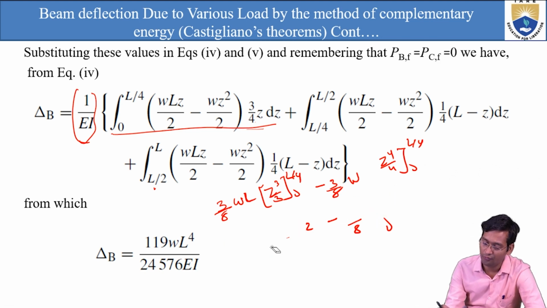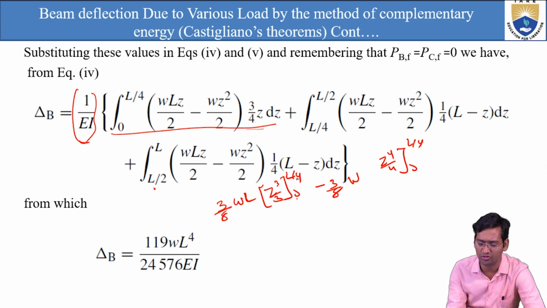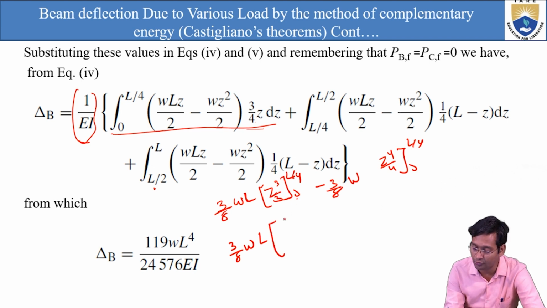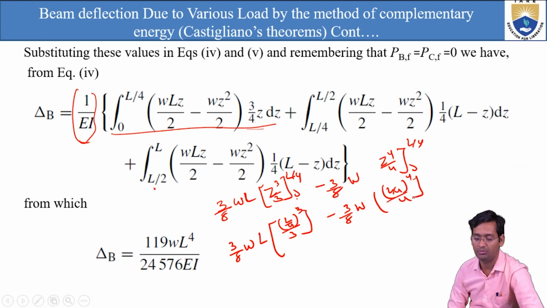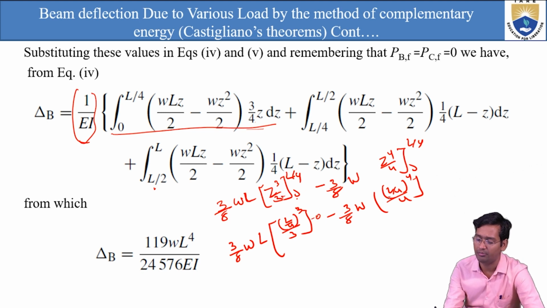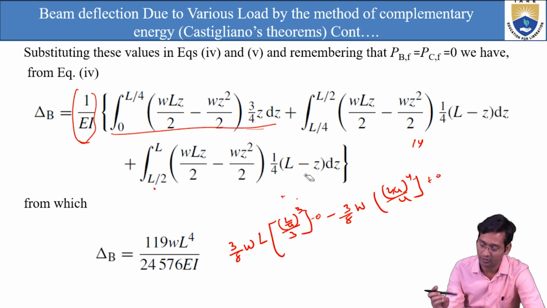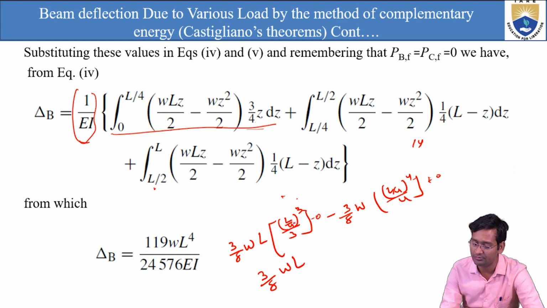Once we put the limits, the lower limit gives 0, so only the upper limit we have to put. So 3 by 8 WL into L by 4 whole cube by 3, minus 3 by 8 W into L by 4 power 4 by 4 after putting the limit. And if you put 0 for this also, it is minus 0, so that is nothing. Now we have to simplify this. This will give you 3 by 8 WL, this becomes L cube by 64 into 3.